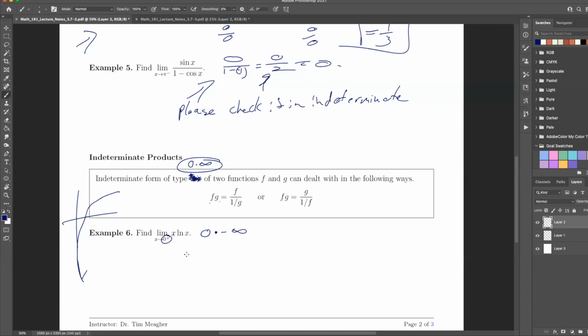So what am I going to do? I'm going to write the limit as x goes to 0 positive of x ln x, which is the same thing as the limit as x goes to 0 positive of ln x over 1 over x. And so I'm just going to write this as 1 over x. This is algebraically the same as that.